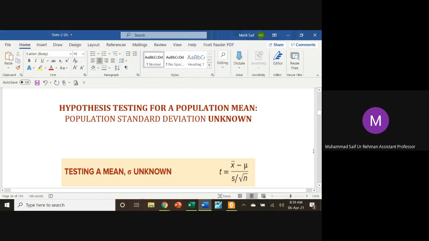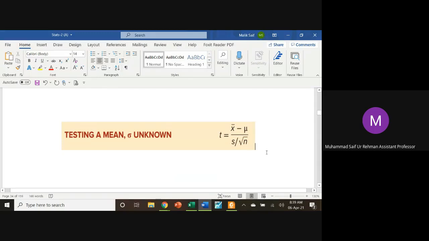As we use S instead of sigma, we use the T statistic instead of the Z statistic. This is the formula that is known as the T statistic formula: X bar minus mu divided by S divided by square root n. You are familiar with almost all terms. X bar is the sample mean, mu is the population mean, S denotes the sample standard deviation, n is the sample size, and T is the test statistic, known as the T statistic.